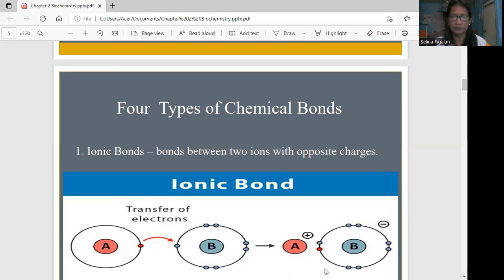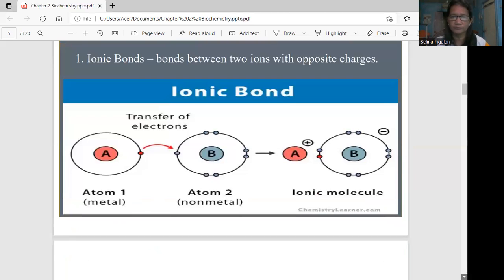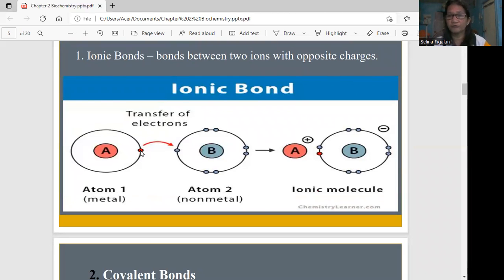Based on this picture, if we look at your previous lesson about the first shell, in your electron configuration, it is made up of 2 electrons. And the second shell is made up of 8 electrons. The electrons are found outside the nucleus, and the protons and neutrons are found inside the nucleus. Okay, so based on this example, if you notice this one, the atom 1 is made up of 1 electron.